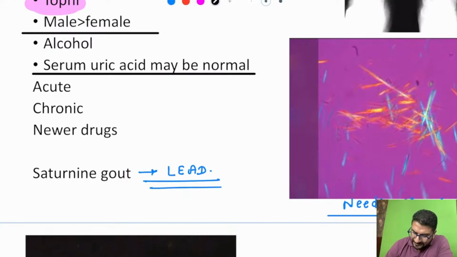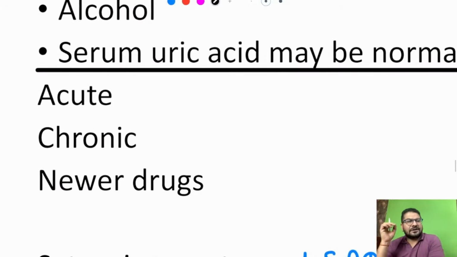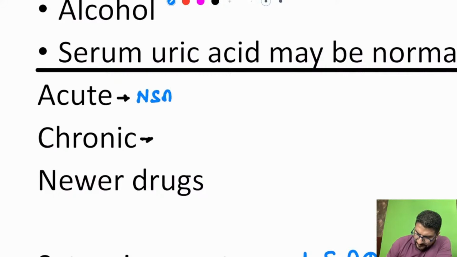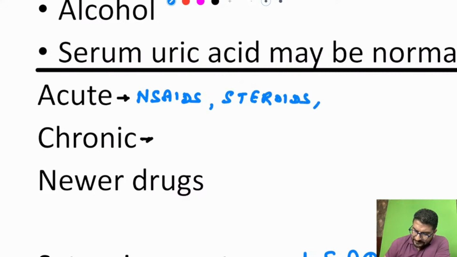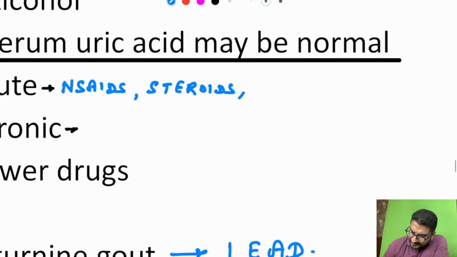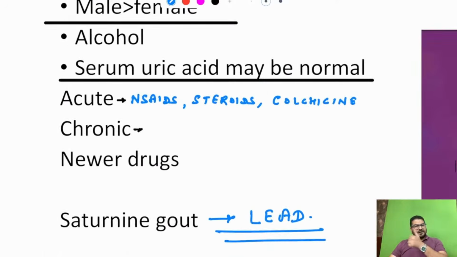Okay, now coming to the management part. In acute gout, our goal as a physician will be to make the patient pain free. You have to reduce the patient's pain. So for decreasing the pain, what we have to give is NSAIDs. Second thing is, if it is not controlled by NSAIDs, then we can think of starting steroid. Then you start the patient on steroid for a short time. And if it is not controlled with this also, we can use colchicine. So these are the drugs we have in acute gout.